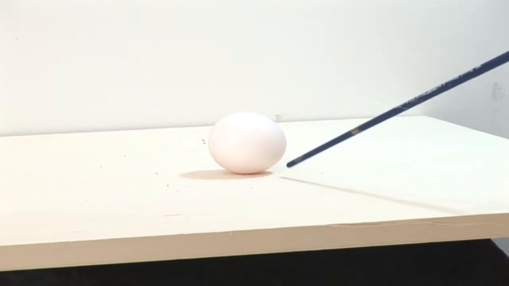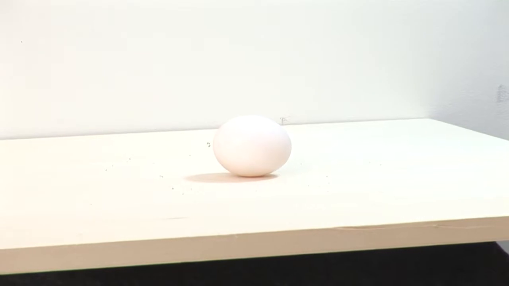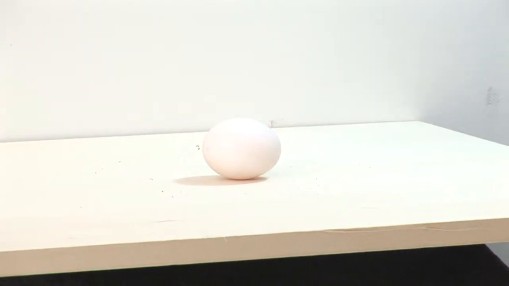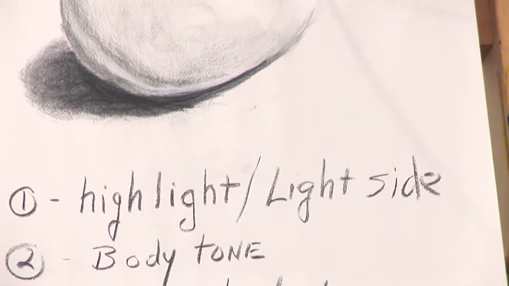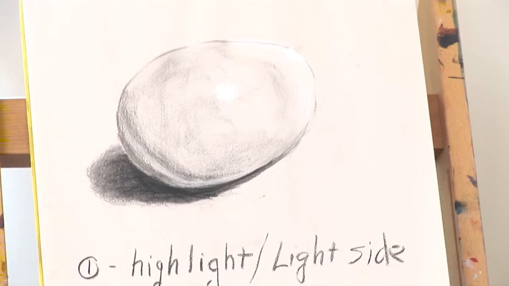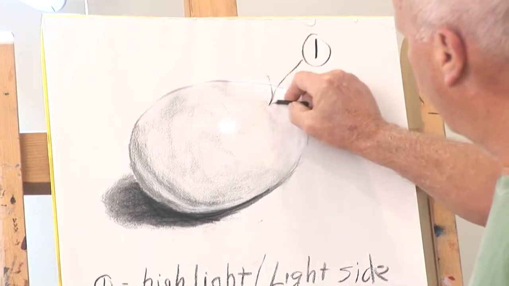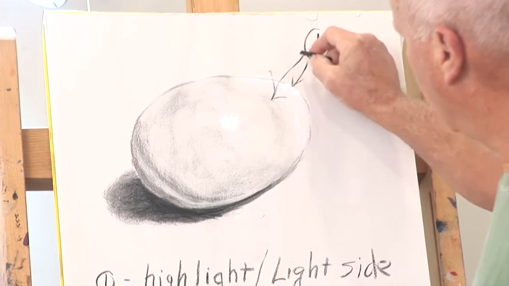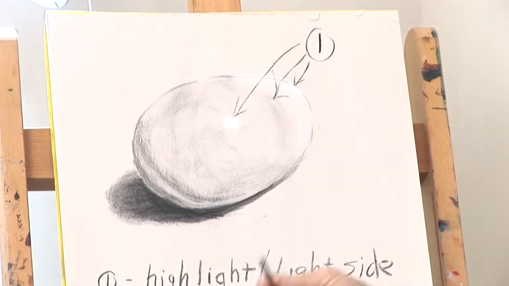From where I'm standing, I see this shadow of the egg and some various tones here. I've got those drawn up on this chart for expediency's sake. I'm going to point them out to you. First is the light side, or highlight. So number one would be this area. And these little highlights right here and here, those are on the apex of the form.